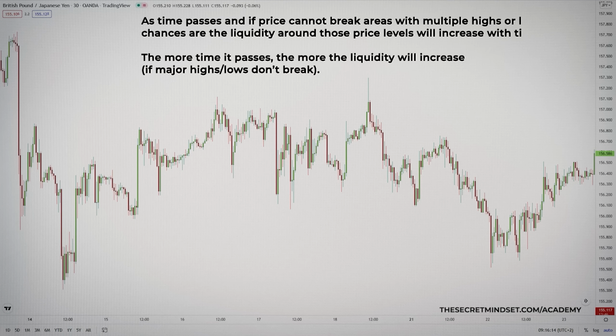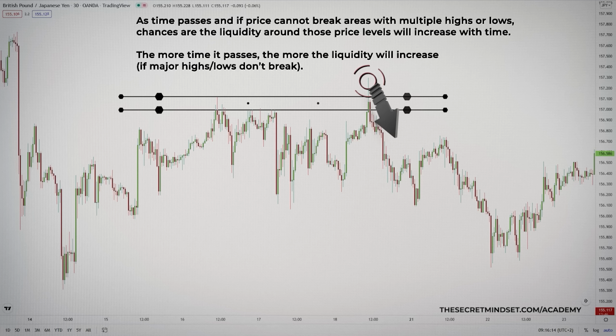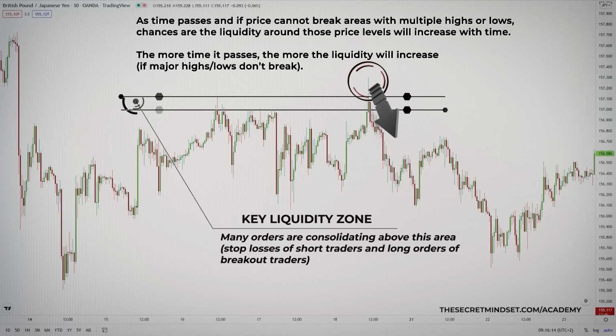As time passes, and if price cannot break areas with multiple highs or lows, chances are the liquidity around those price levels will increase with time. The more time passes, the more the liquidity will increase if major highs and lows don't break. Because of this factor, if you want to trade a liquidity hunt pattern, you should be aware of how time plays a role in consolidating the orders above or under key liquidity zones.